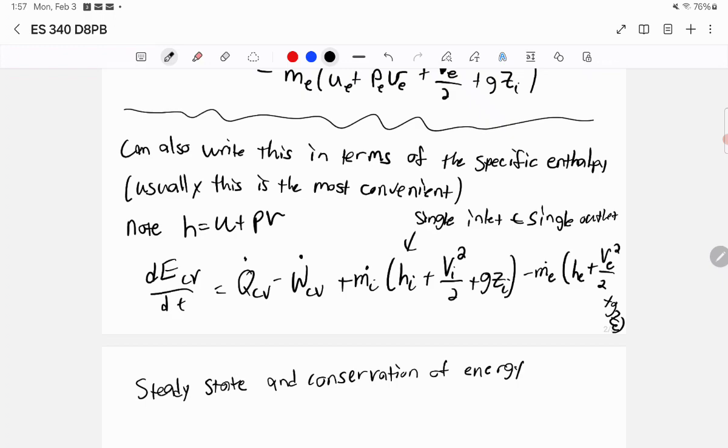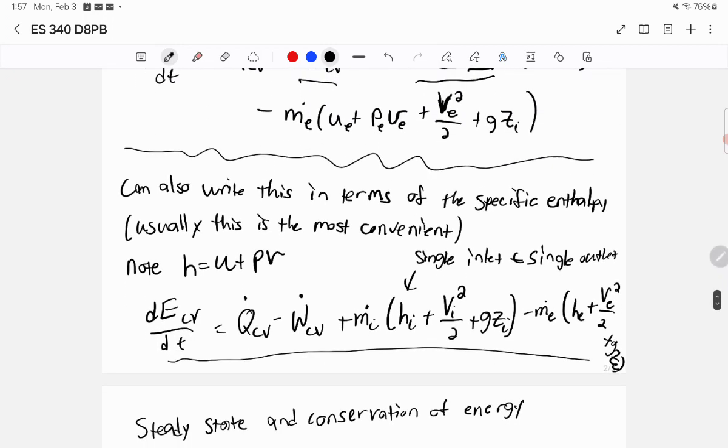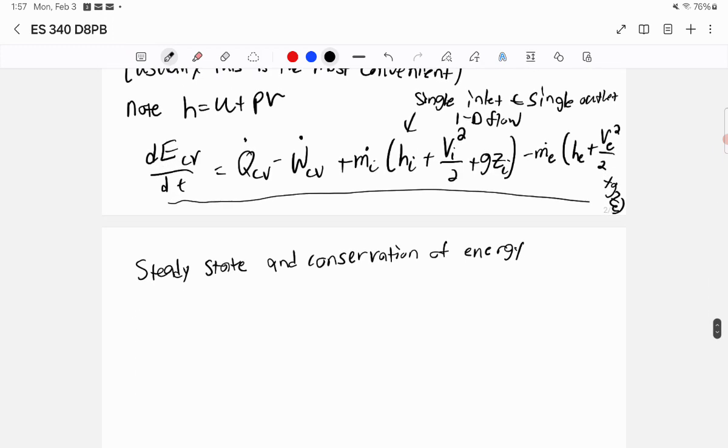But if I had multiple inlets or multiple outlets, and I had to go back and look up u each time and figure out the pressure times the specific volume each time, that might get a little bit tedious. So it's much easier to use this formulation, and this is, again, 1D flow. But typically we'll be using the 1D flow. Okay, let's write out the general case just so that we have it.